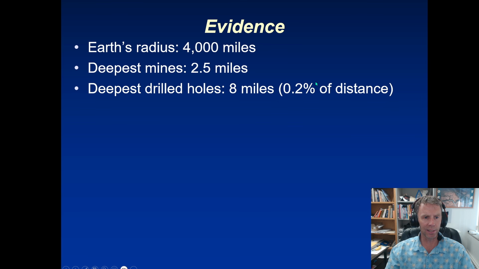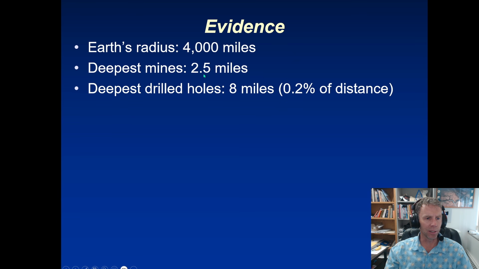So we've got a radius down to the center. And again, I apologize to everyone that I put these in miles. I need to start transitioning some of these to kilometers in the metric system. But the Earth's radius is about 4,000 miles, 6,300 or so kilometers. The deepest mines on planet Earth go down about 2.5 miles, so about 4 or so kilometers. The deepest drilled holes that we've actually been able to drill a borehole down into the planet is about 8 miles, which would be like maybe 14 or 13 kilometers.